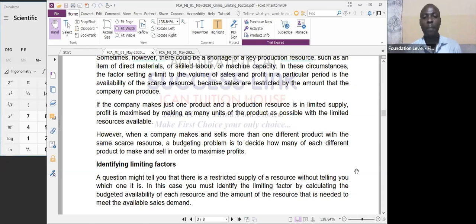How do you go about identifying the scarce resource? Because the best thing to do is to identify the scarce resource so that you can plan everything else around it. So if the question does not tell you which resource is in limited supply, you have to find that out. So how do you do it? How do you find that? By calculating the budgeted activity for each resource that you are given and the amount of resource that is needed to meet your available sales demand.